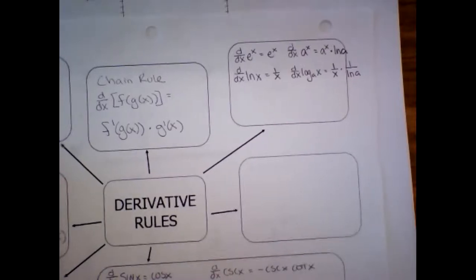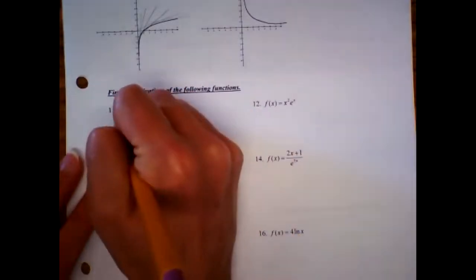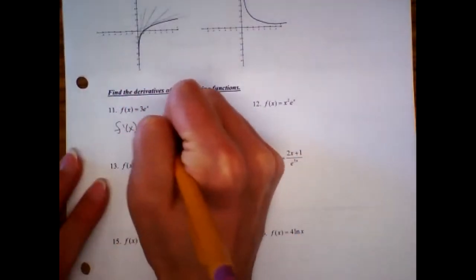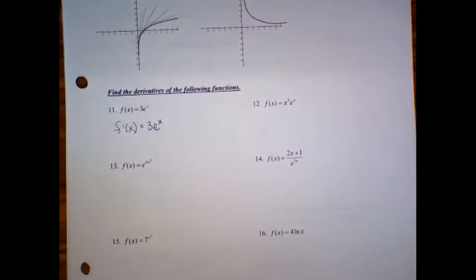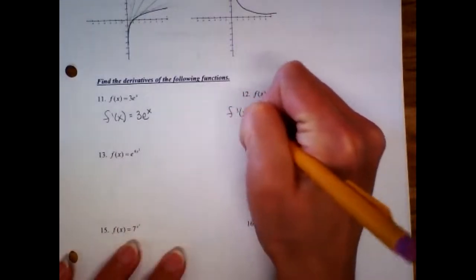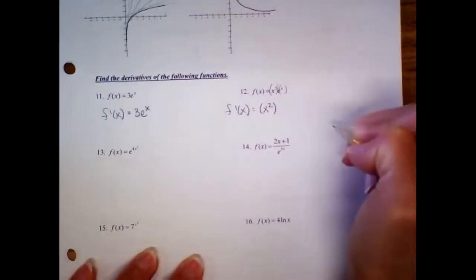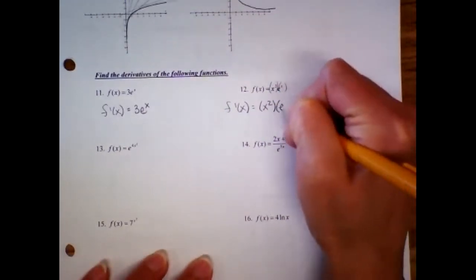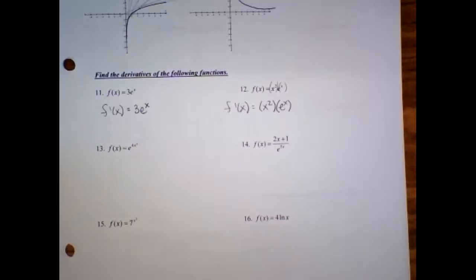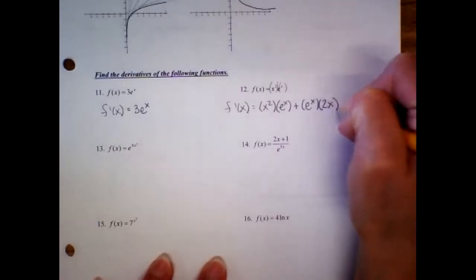Okay, so let's try these ones. So for number 11, the derivative of 3e to the x is 3e to the x. It's great. It's fantastic. All right, and then what rule is number 12 going to be? All right, product rule. So it will be the first function times the derivative of the second. The derivative of e to the x is e to the x. It looks like we didn't do anything. It's just itself. Plus the second function times the derivative of the first.